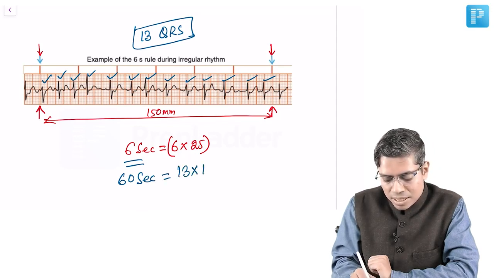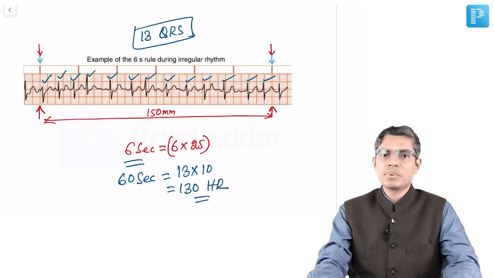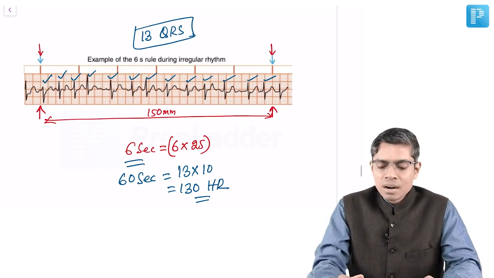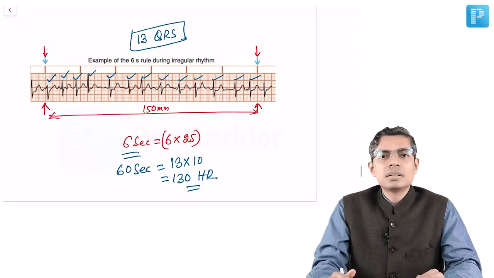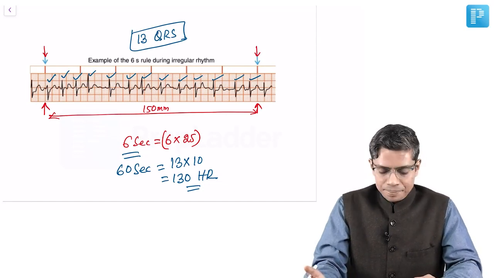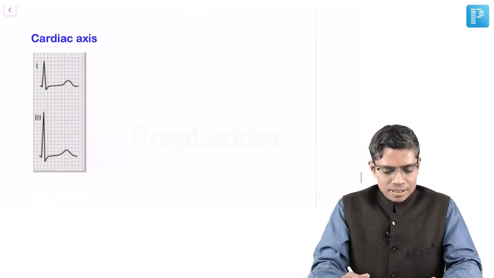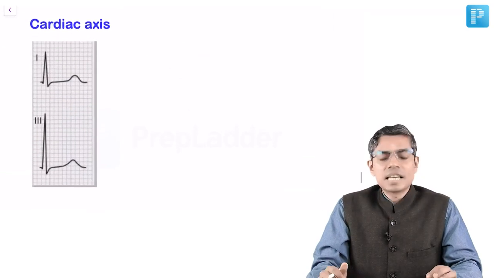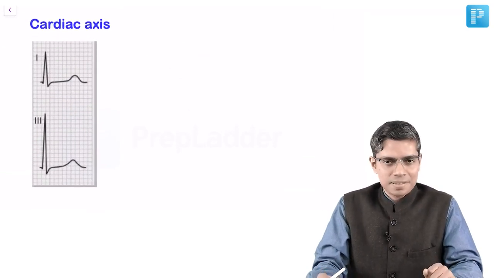30 multiplied by 10, so that is 130. This is the heart rate of the person. Getting my point? So this way heart rate is calculated when the rhythm is irregular. Now the last part of this calculation is calculation of cardiac axis.